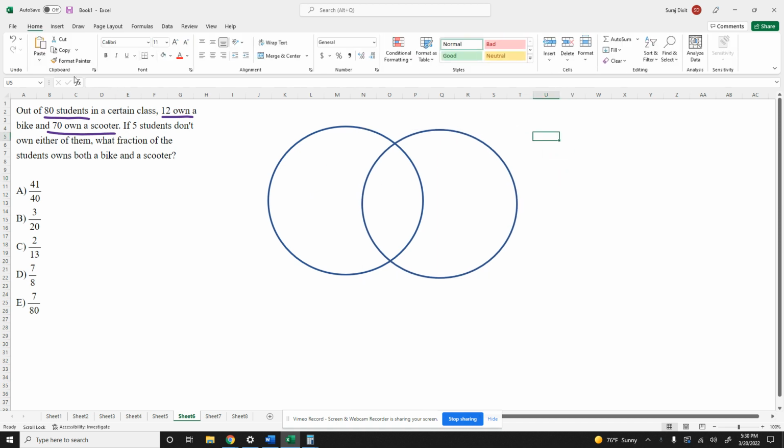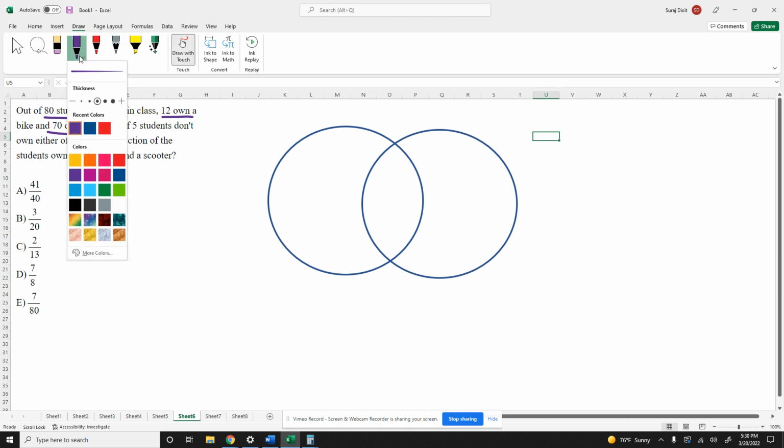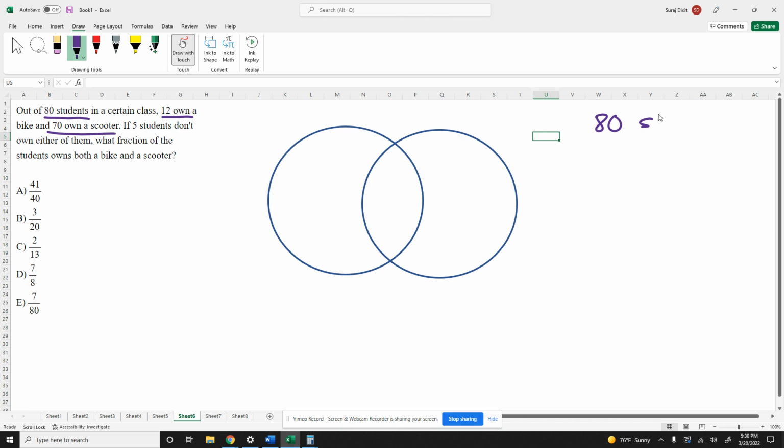We're going to have two overlapping circles, of course, and we know there are 80 students total. Remember, there are four quadrants, and we want everything to add up to 80 students. There's B for bike, exclusively the bike, and then scooter. The intersection is bike and scooter. And then the empty space around it, which you can't forget, is neither bike nor scooter. If 12 own a bike, 70 own only a scooter, and 5 students don't own either, then 5 would be that outside category, outside of the two overlapping circles.